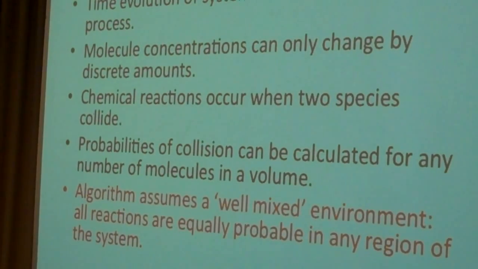Now, it should be emphasized, because we're not going to make this assumption in a little while, that this algorithm assumes a well-mixed environment. And like I said before, all reactions are equally probable in any region of the volume in which we're simulating. So if you're thinking about a cell with a membrane with a lot of stuff inside it, we're going to assume that reaction A can occur on one pole just as easily as the other pole or in the middle.